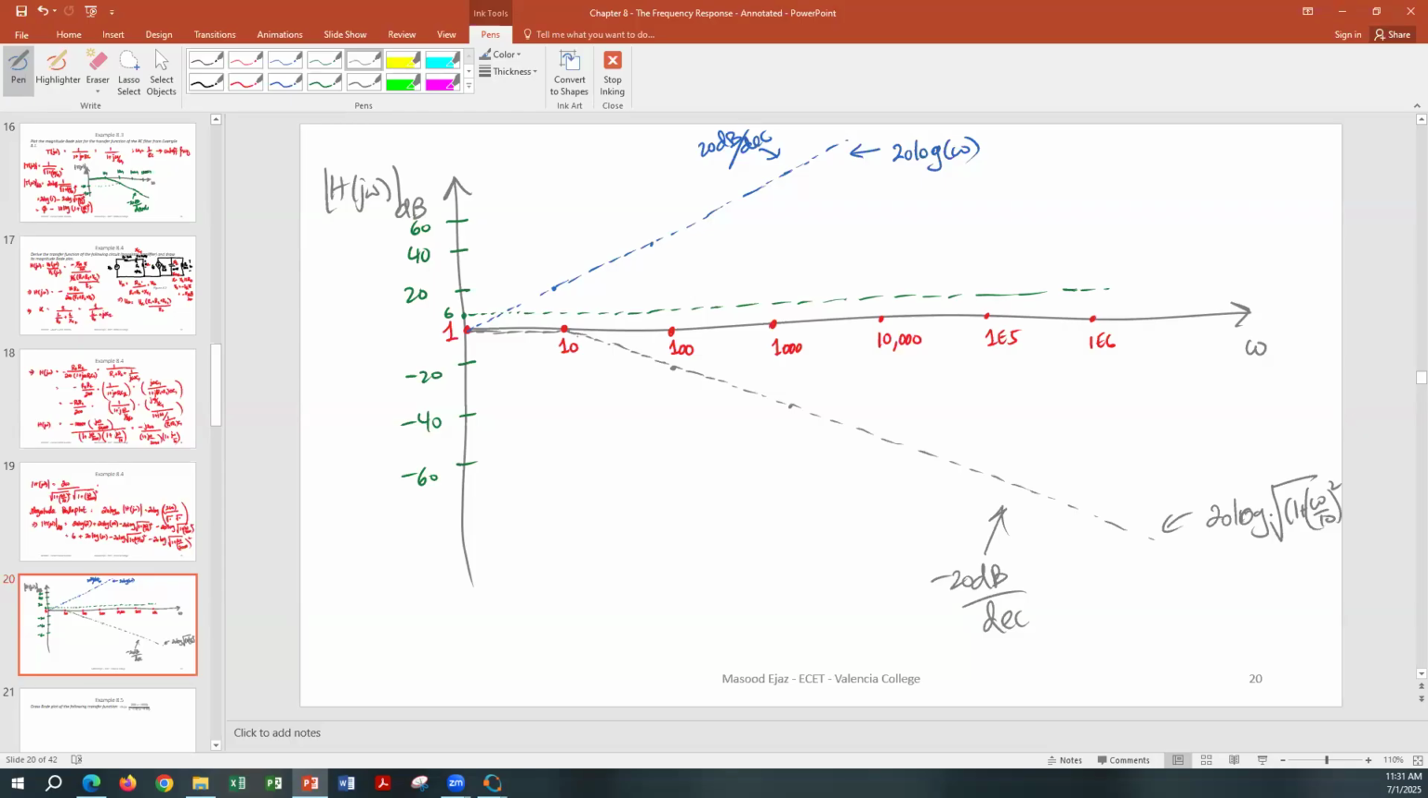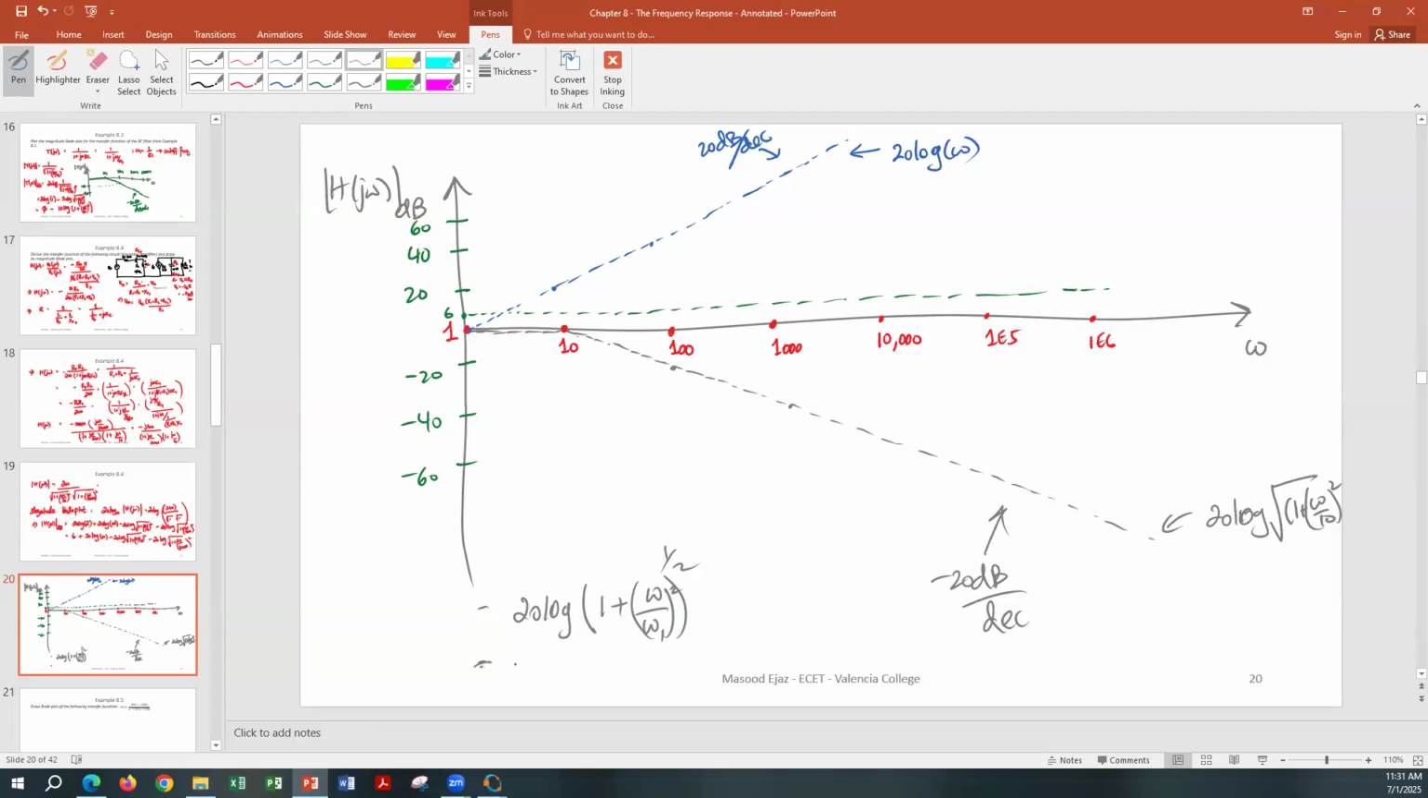Okay, I have to show you this again. So that's going to be, let's say, 20 log of 1 plus omega over omega 1 squared, right? Negative. So that's going to be 1/2, sorry. So this is a square here, and this is 1/2. It's a square root.